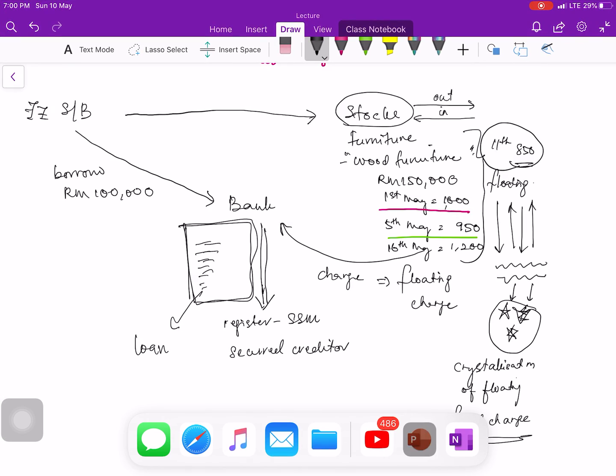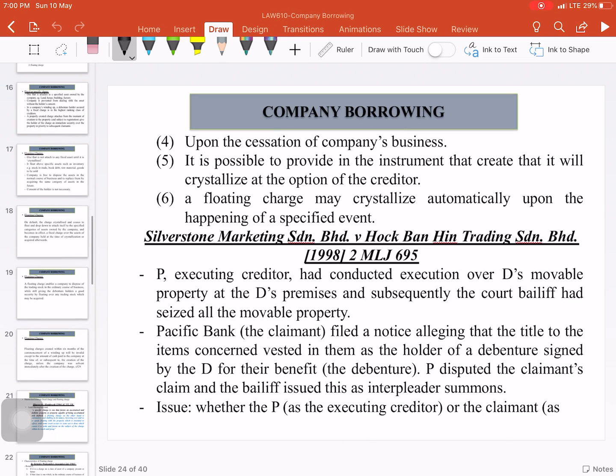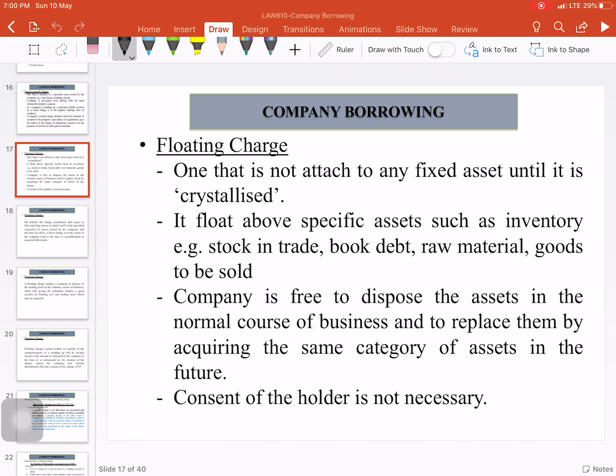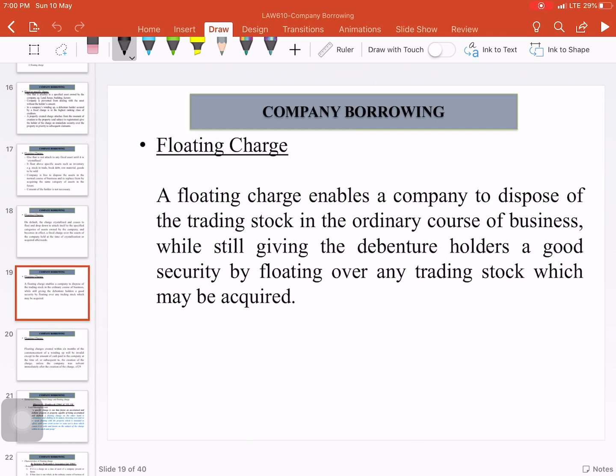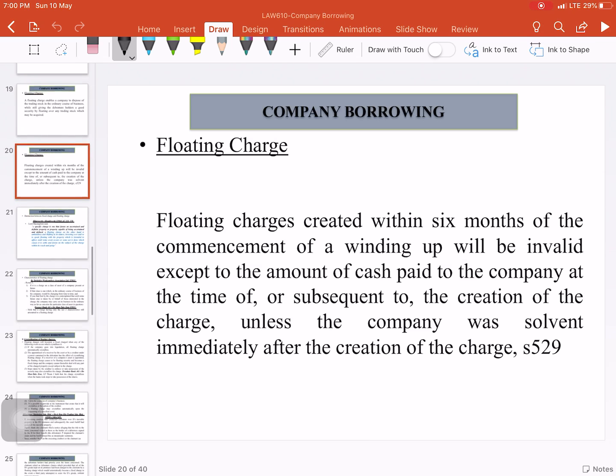Now back to our slides. So basically, it is one that is not attached to any assets until it's crystallized. Once it's crystallized, it becomes a fixed charge. You can no longer deal with that particular stock at any time. While it's still floating, you can buy and sell. You can add to your stocks. You can also sell your stocks. Upon default, it crystallizes. Okay, this is floating now.